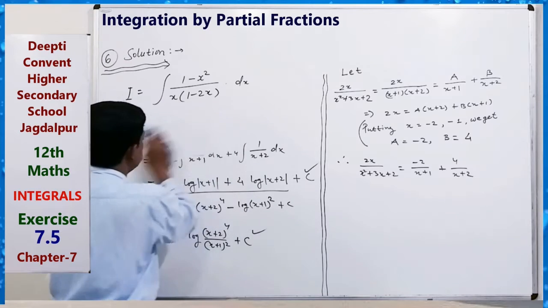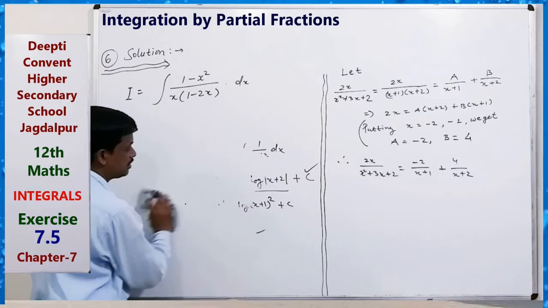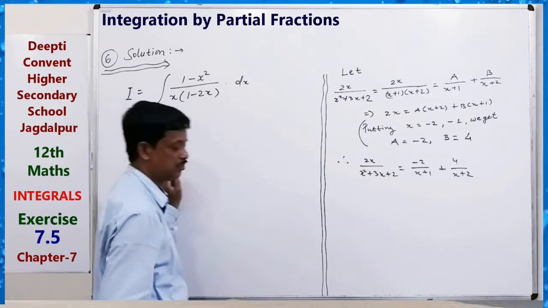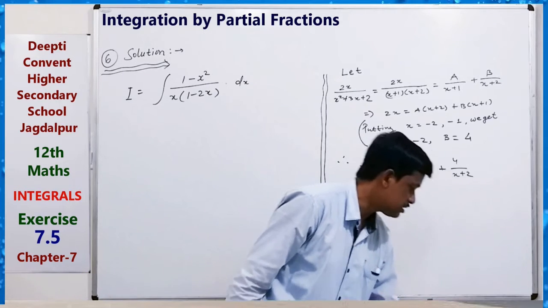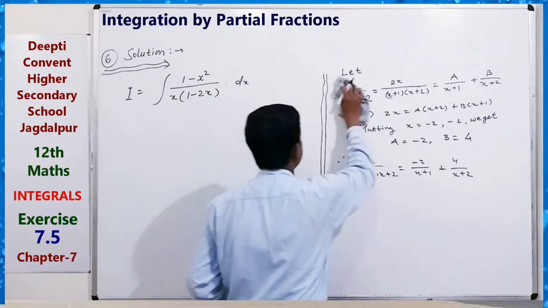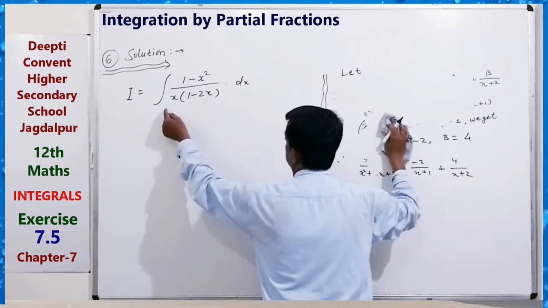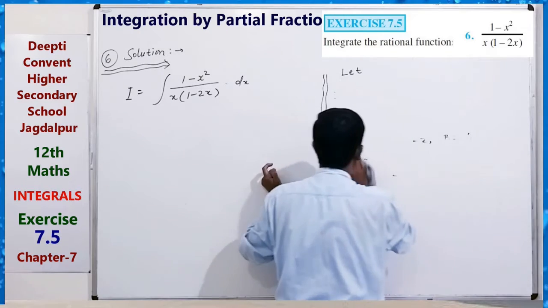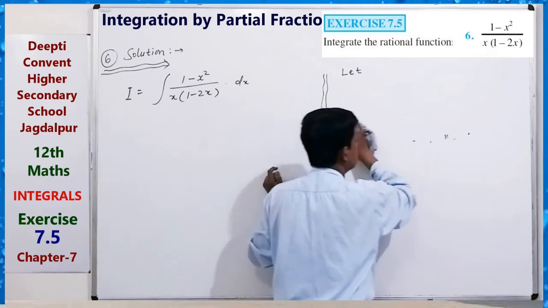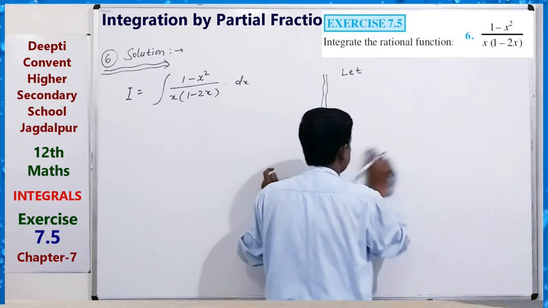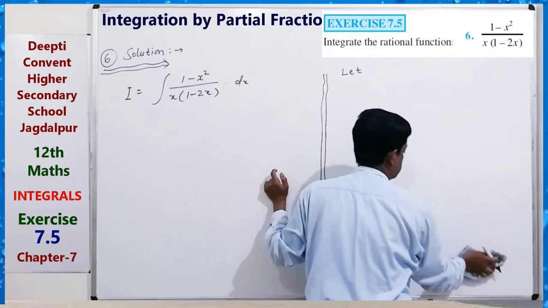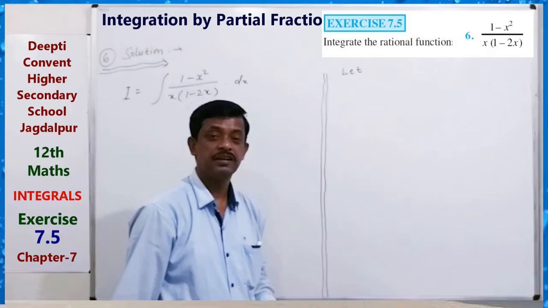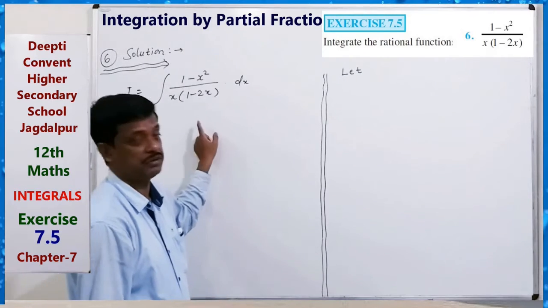Okay, take this question. So here we see that the integrand is also a rational function, (1 minus x square) upon x(1 minus 2x), and the denominator is also second degree, the numerator is also second degree. So second degree upon second degree. So this is not a proper fraction. So we have to use what method? According to the method, we have to divide it first.